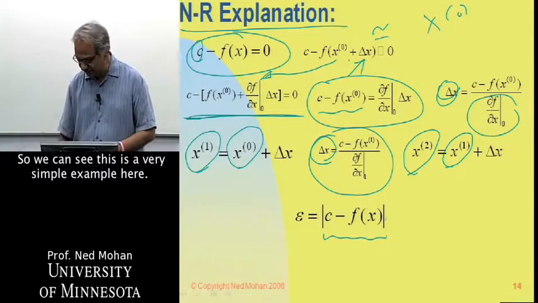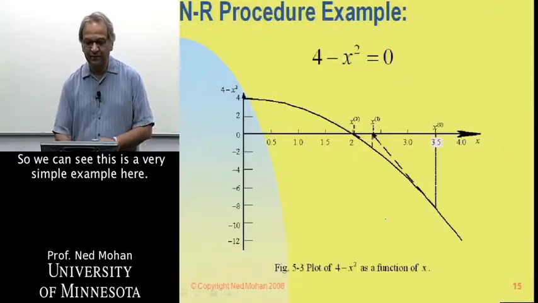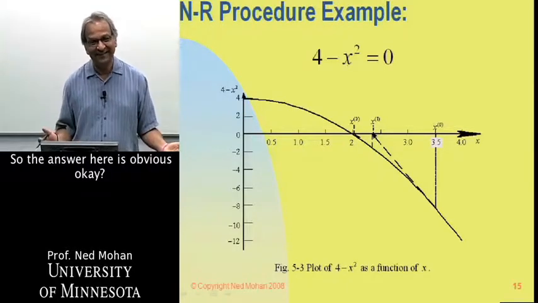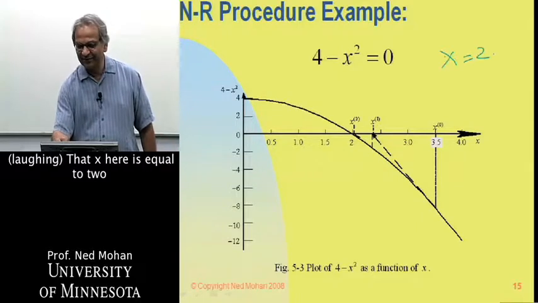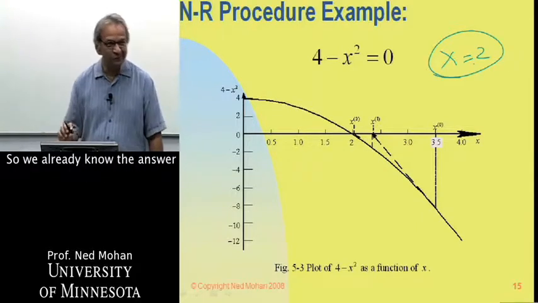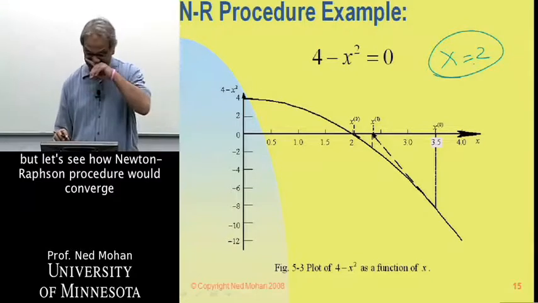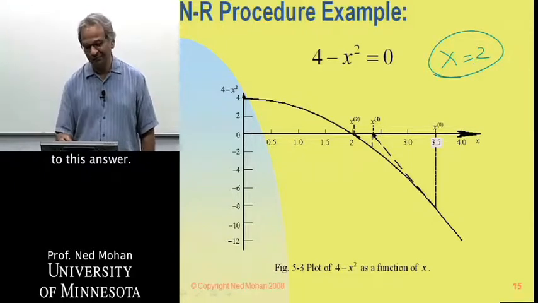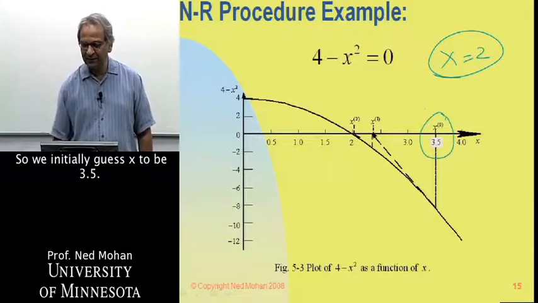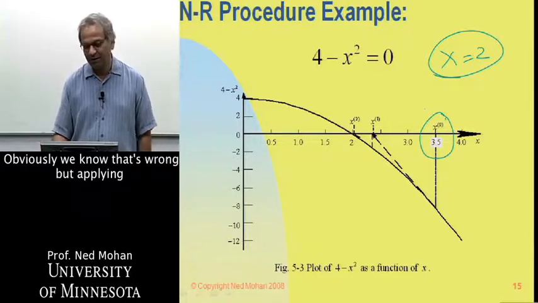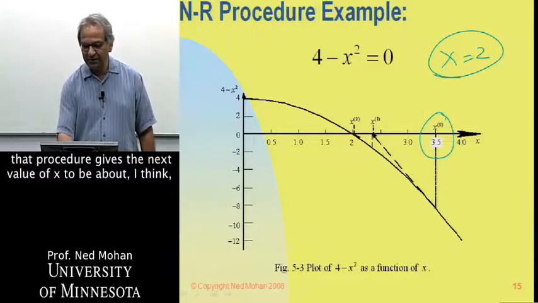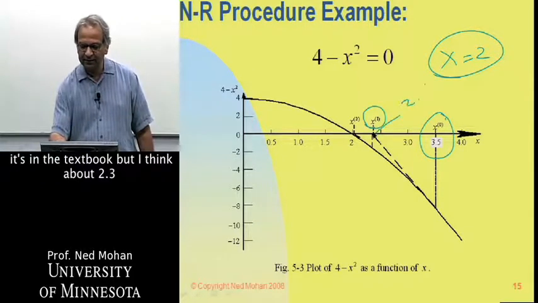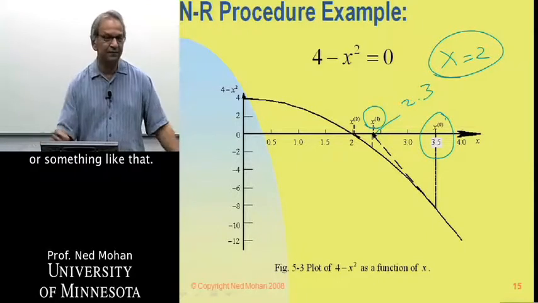So we can see this with a very simple example here. 4 minus x squared equal to 0. So the answer here is obvious. That x is equal to 2 when we solve this equation, right? So we already know the answer, but let's see how the Newton-Raphson procedure would converge to this answer. So we initially guess x to be 3.5. Obviously, we know it's wrong, but applying that procedure, it gives this next value of x to be about, I think it's in the textbook, but about 2.3 or something like that.